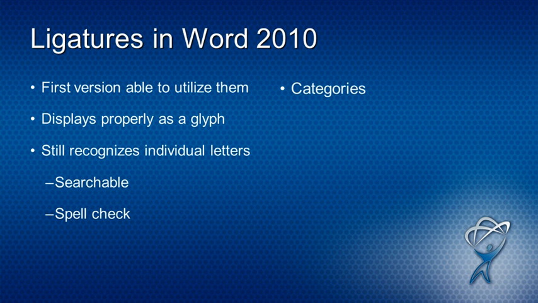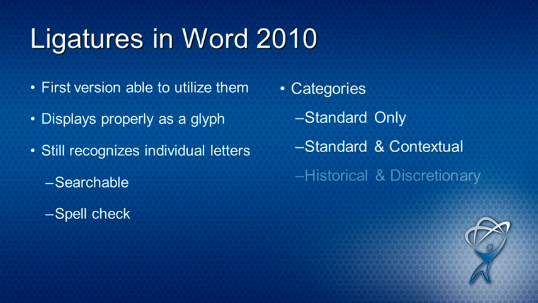In Word, there are 4 basic categories of ligatures that we can talk about. Now, we're not going to go into a lot of detail, but they include standard only, standard and contextual, historical and discretionary, and then, of course, the all category. The standard only varies by language, but it contains the most common and appropriate ligatures that are recognized with that language. Standard and contextual include all the ones that we have in the standard category, but contextual are the ones that the font designer thinks are appropriate for common usage, but they're not considered quite standard.